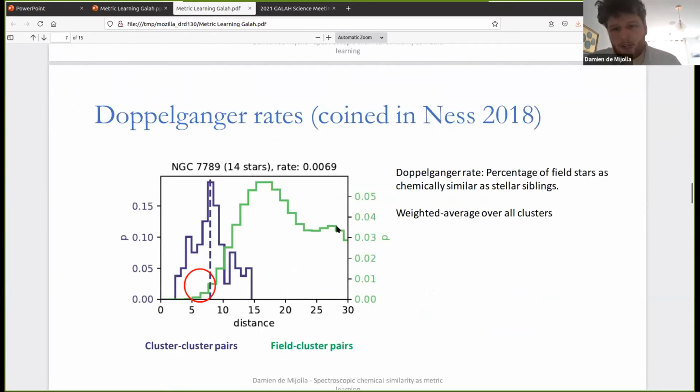So now we've got an algorithm. How can we actually evaluate it and measure how well it's doing? One approach is to measure doppelganger rates, an idea coined in an old paper of Melissa Ness. The doppelganger rate is the percentage of field stars that are as chemically similar as stellar siblings. So this gives us an idea of how discriminative a representation is of stellar siblings. The way we calculate this is we look at the distribution of pairs of stellar siblings, and then we look at the median value of this distribution, and we look at how many pairs with field stars have a value lower than this median, which is this red area. This gives us an idea of how discriminative our representation is. Ideally, we'd want the doppelganger rate to be 0.